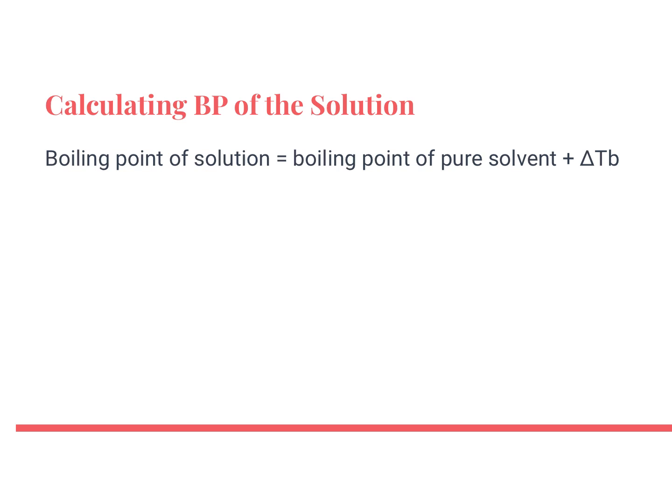Most of the time, the pure solvent is going to be water. What's the boiling point of water in Celsius? The boiling point of pure water is 100 degrees Celsius.